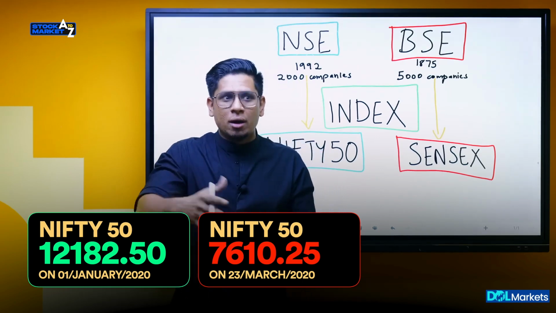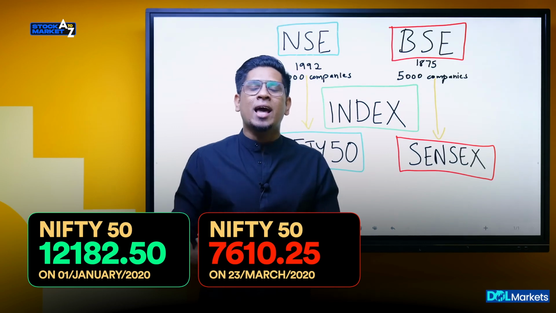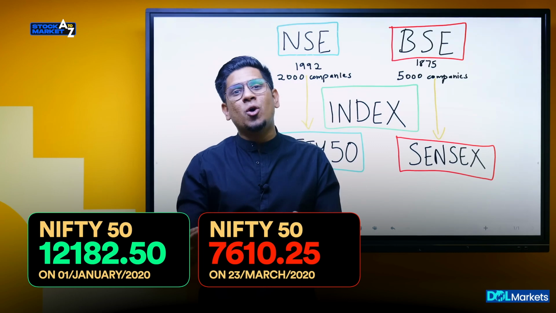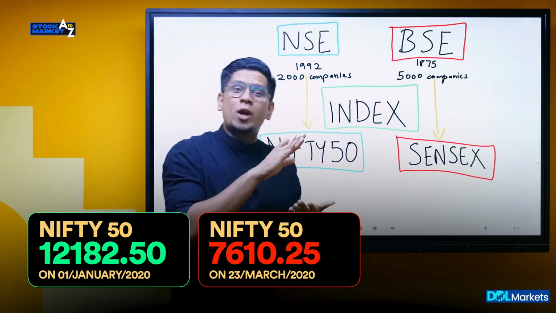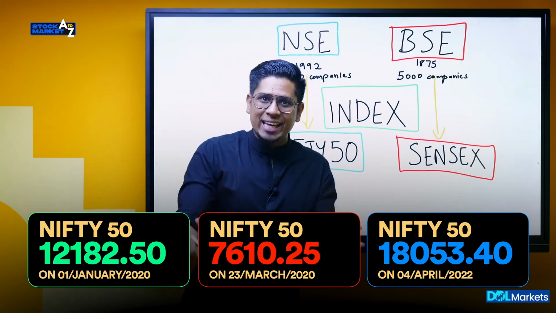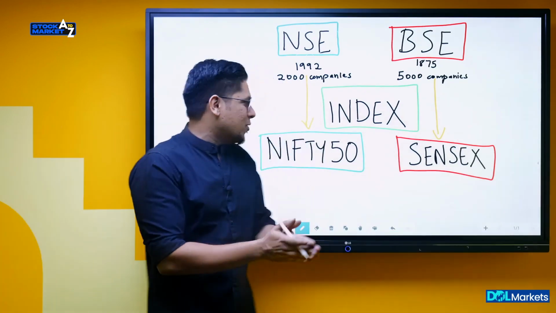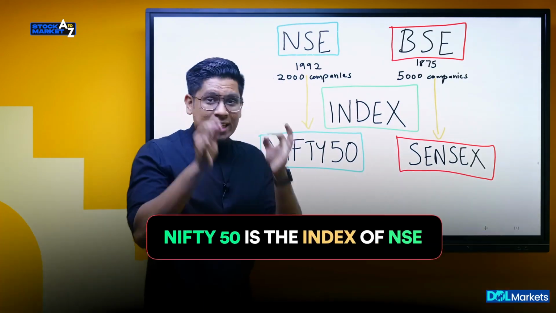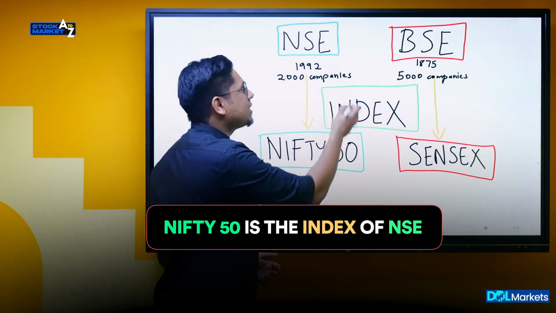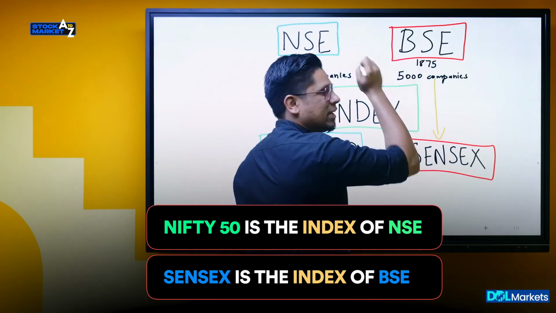And then after lockdowns eased, the economy started getting back up. Companies started functioning again, and then the economy was getting better, and we saw Nifty also moving up. Nifty moved up from 7,000 ranges to nearly 18,000, which indicates that the stock market started to perform well. So again, coming to my point, Nifty 50 is a single number which indicates how NSE is performing. Nifty 50 is the index of NSE. Just like that, Sensex is the index of BSE.